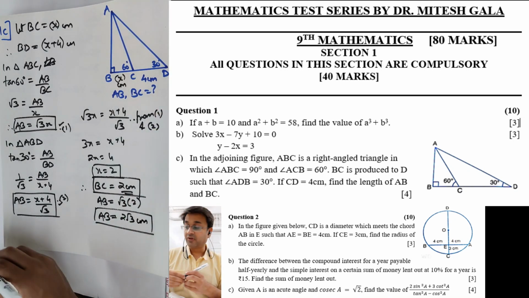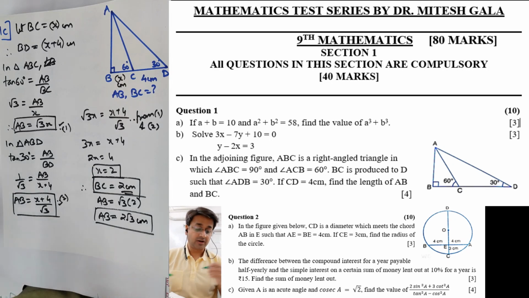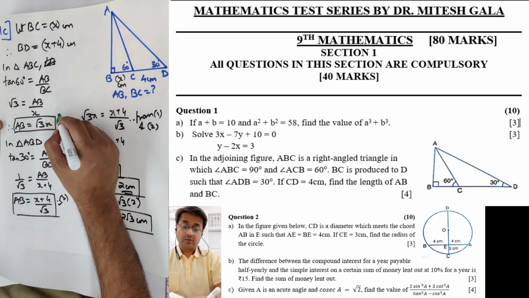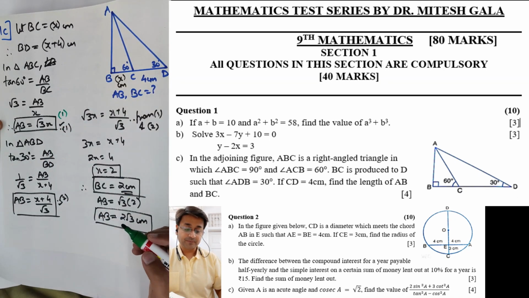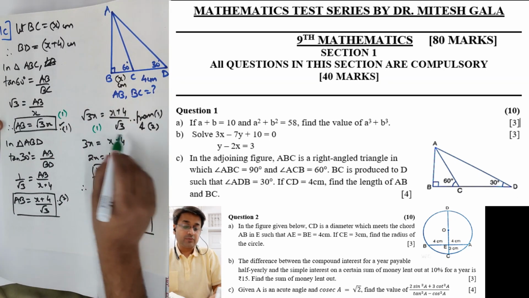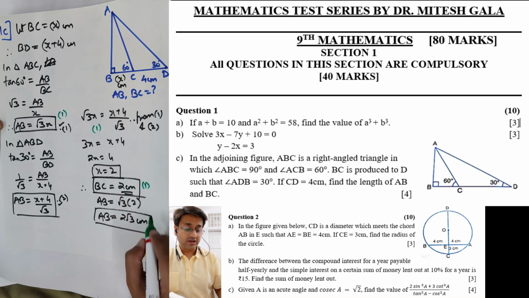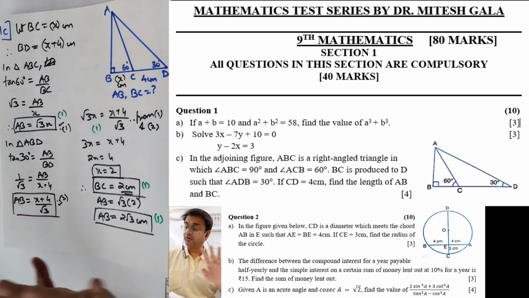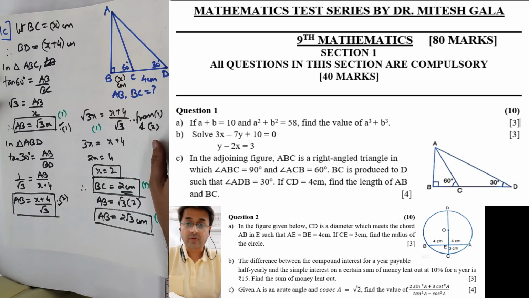Unless they tell you to give your answer in decimal places, then you can convert by taking root 3 as 1.732. So it's a 4-mark question. First 1 mark when you reach here. Next 1 mark when you compare both of them together. Then 2 centimeters and 2 root 3. So 4-mark question. That's how you can give 4 marks to yourself.